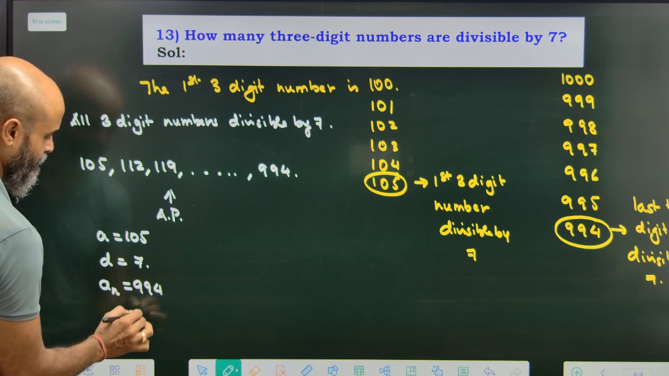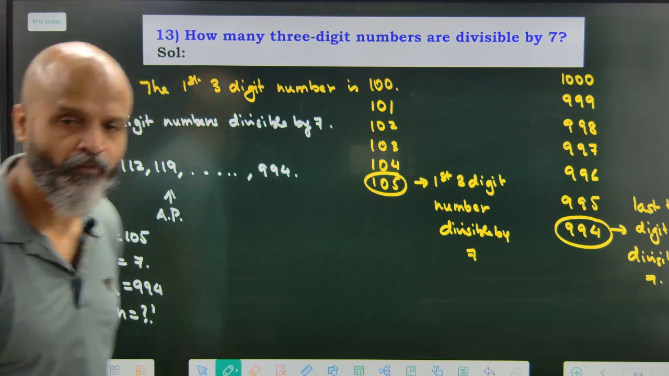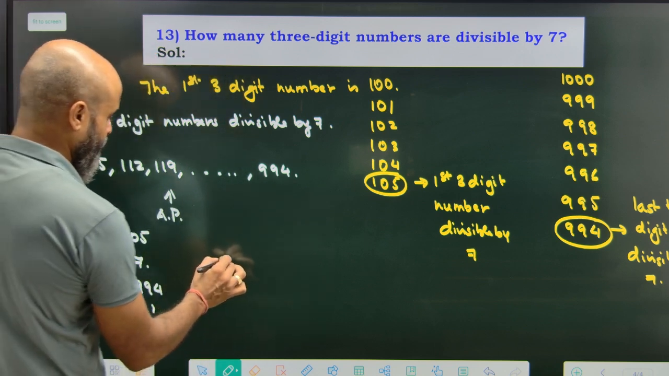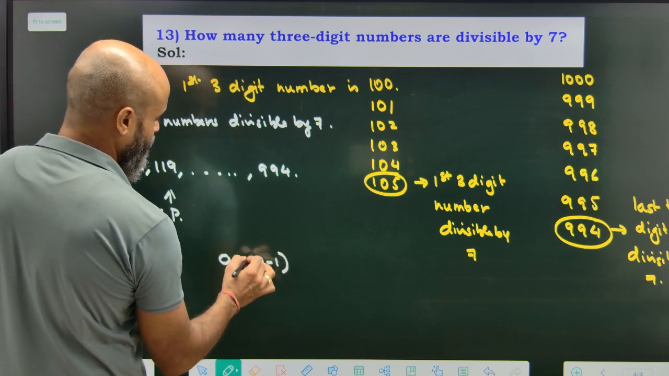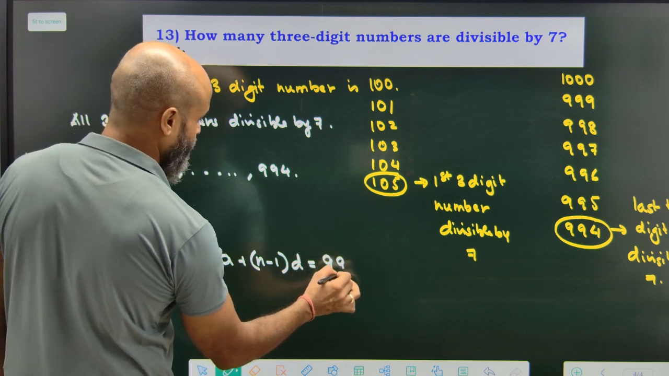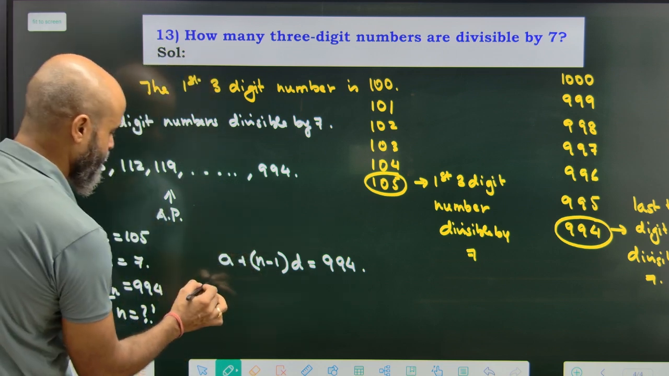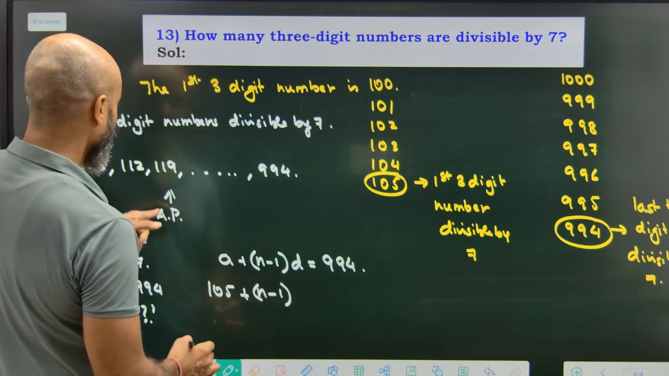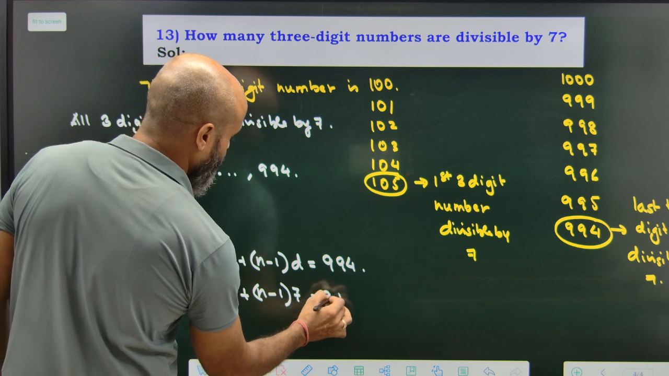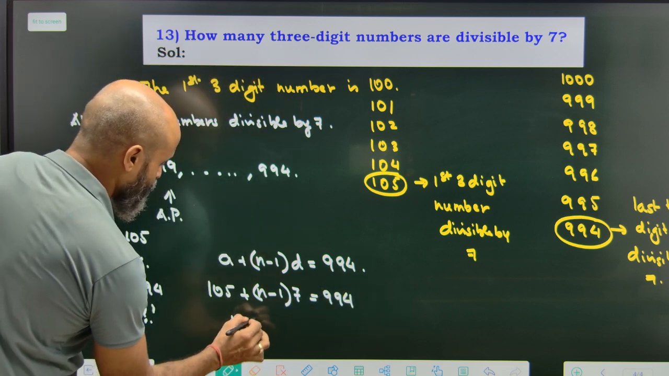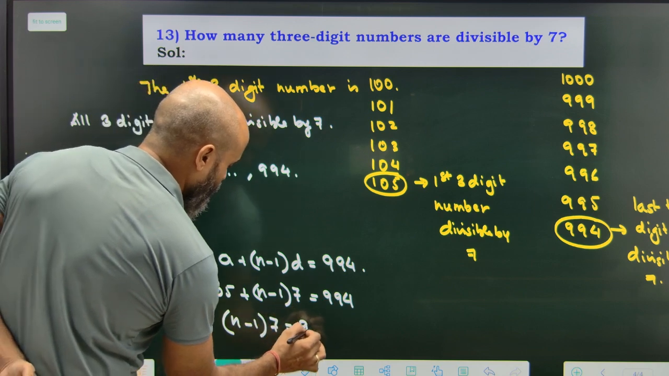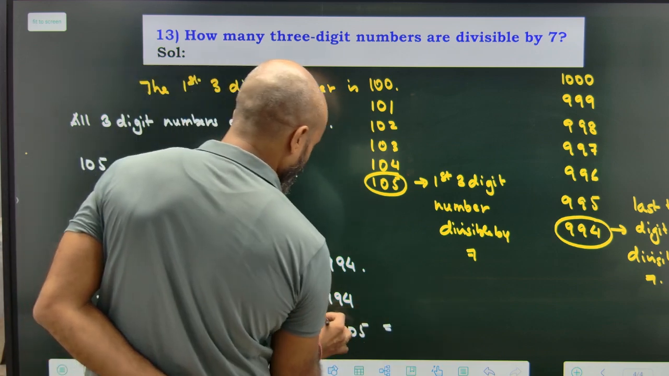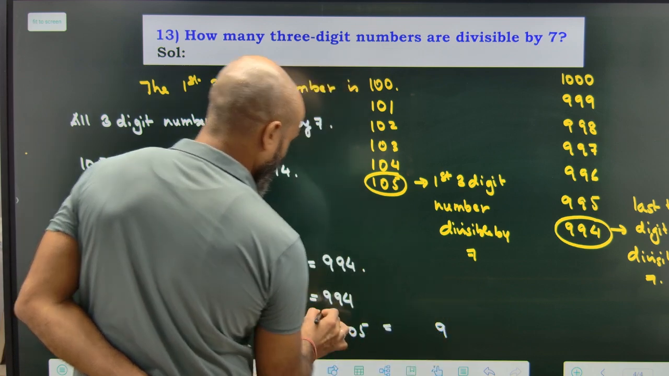What you have to find out is the number of numbers that we have. Basically we have to find out the value of n. So AN we can write as A plus n minus 1 into D. This is equal to 994. So in place of A we put 105. N we are not aware of, so we leave it the way it is, into D. D here is 7, equal to 994. So n minus 1 into 7 is equal to 994 minus 105. That leaves you with how much? 9 plus 5, 14, 8.